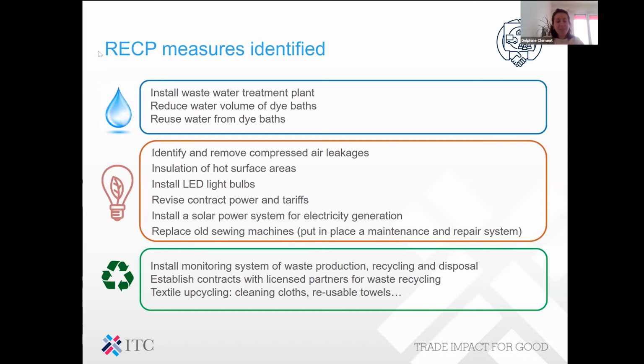In the waste management area, some measures suggested are installing, of course, a monitoring system of waste production, so companies can assess the volume of waste that they have and how they can then recycle it or dispose of it. This can be done through contracts with licensed partners who can recycle on behalf of the companies. And also in waste management, companies can find some new business opportunities by textile upcycling, so transforming the textile offcuts or leftovers into new products such as cleaning clothes or reusable towels.